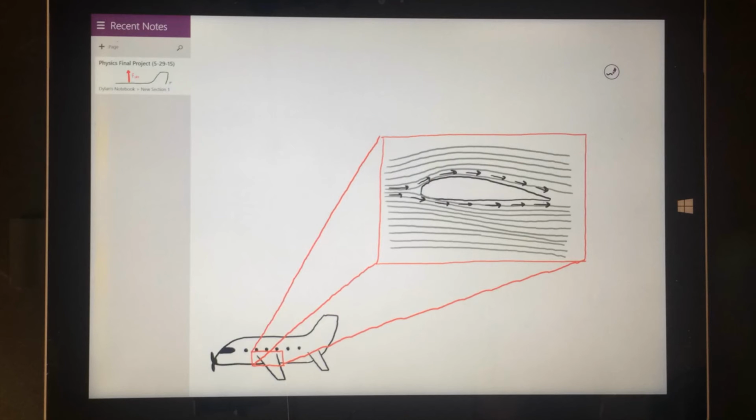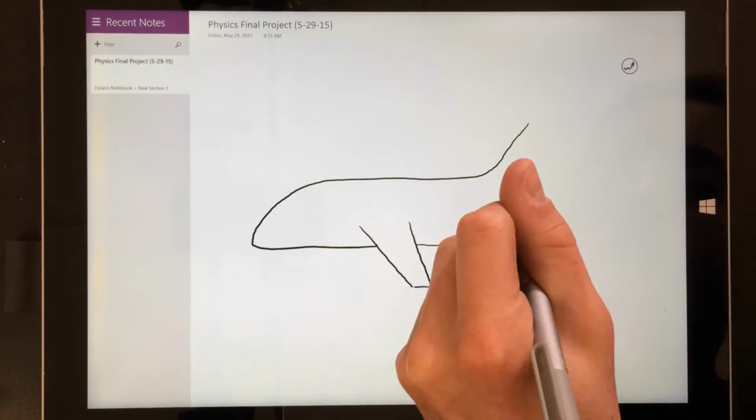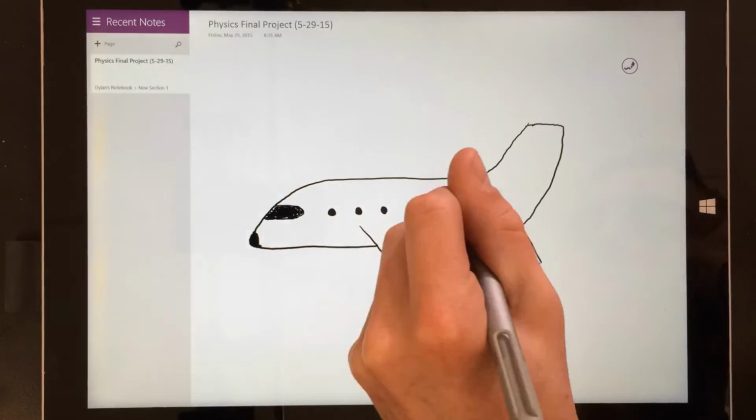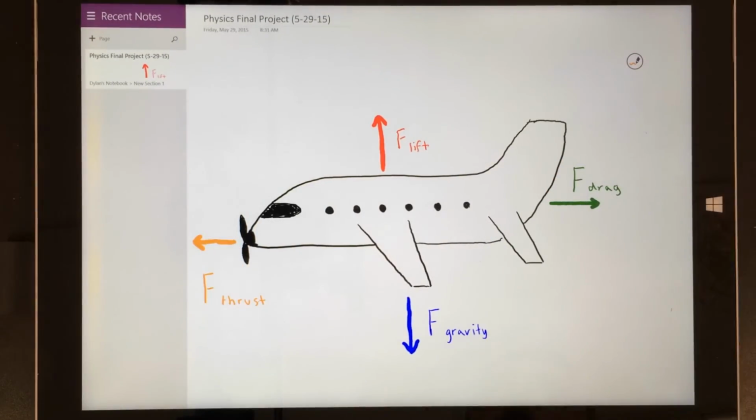The high pressure zone below the wing applies an upward force on the wing to try and fill the low pressure zone above it. When a plane moves on to fly at a constant altitude, the force of lift equals the force of gravity, and this is known as flying.